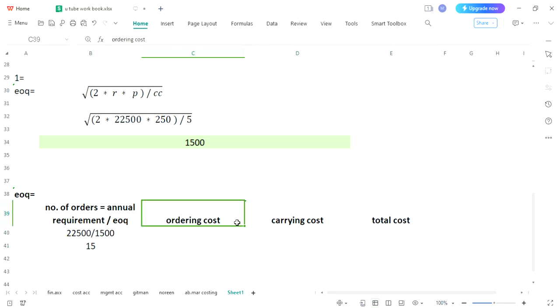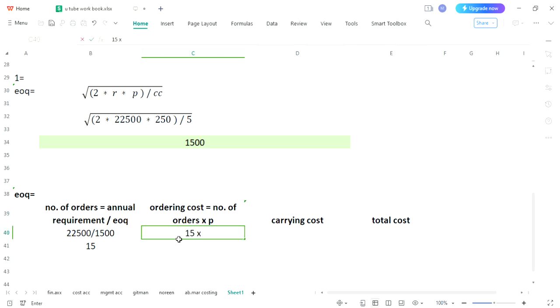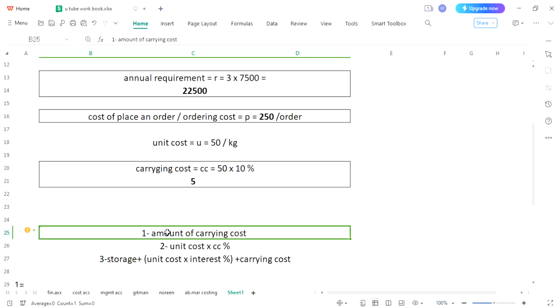Now we will see ordering cost. For that again you will put a simple formula, number of orders you will take and will multiply by cost of place an order per unit. Number of orders we have just calculated 15 and you will put 15 over here, and then you need to see cost of place an order, and here you can have cost of place an order 250.